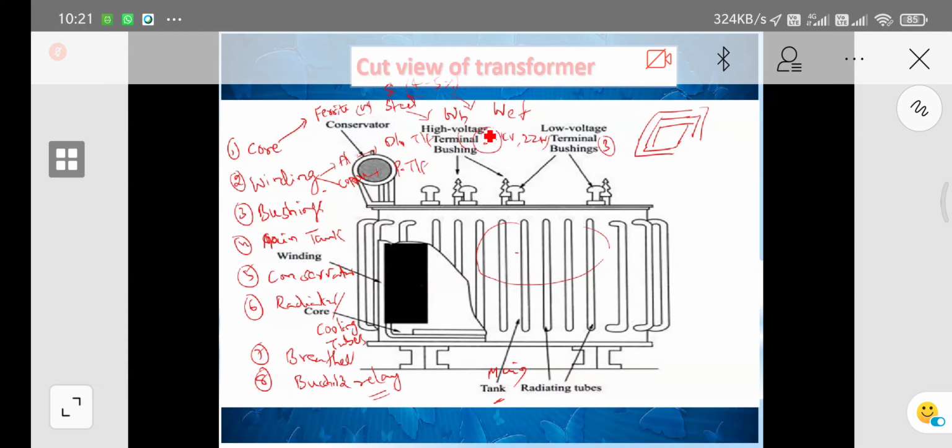So below 33 kV is mostly preferred for distribution substations. For transmission, it means more than 33 kV, like 66 kV, 132 kV or 220 kV. And here these are the bushings.